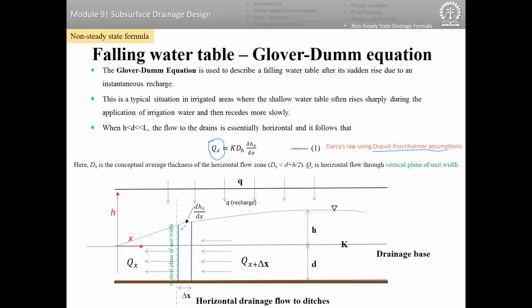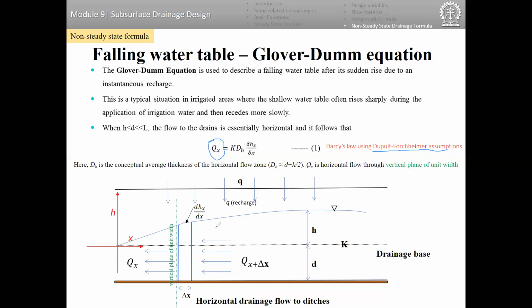So by using Darcy's law and assuming one particular vertical plane of unit width, Qx can be written as the horizontal flow equal to K, the horizontal hydraulic conductivity, multiplied by DH, which is the conceptual average thickness. Remember, we are assuming unit width, so this is DH times 1. DH is the conceptual average thickness of the horizontal flow zone, which is equal to (D plus H) by 2.